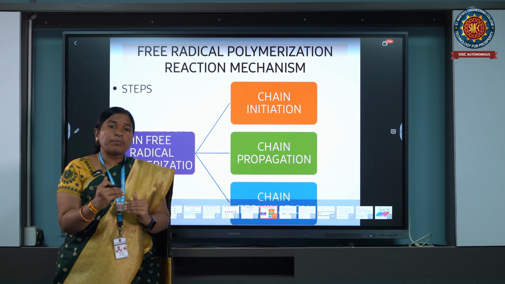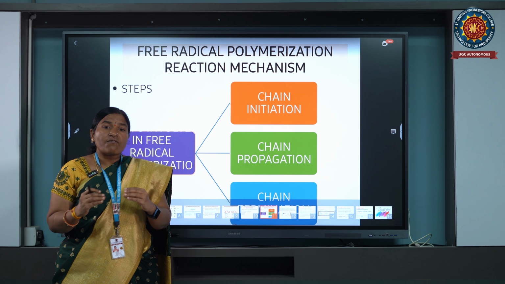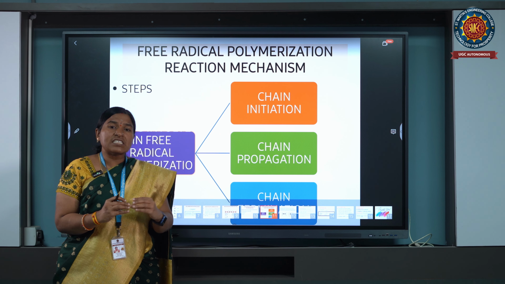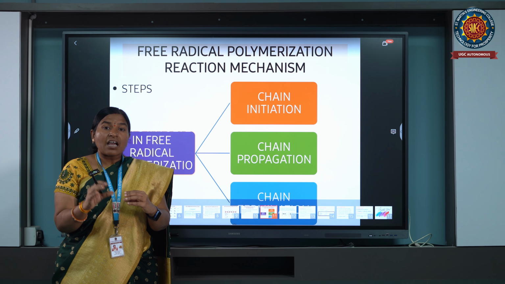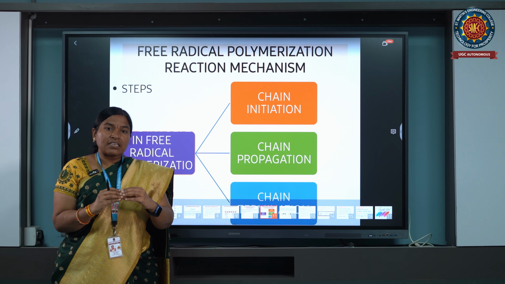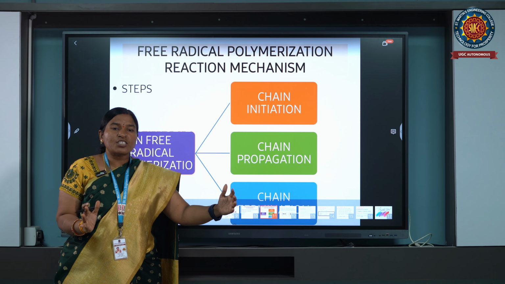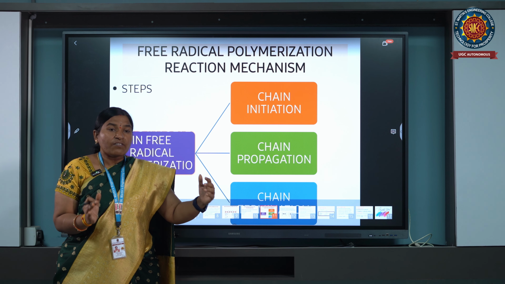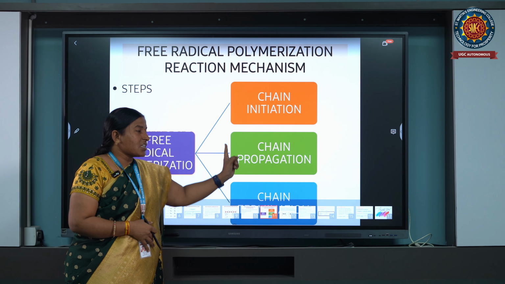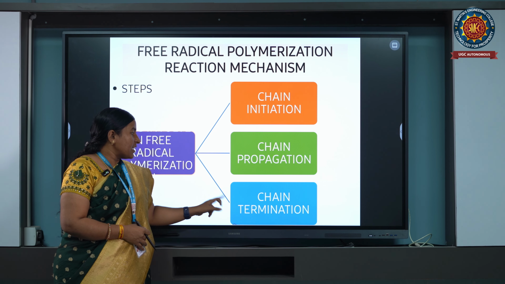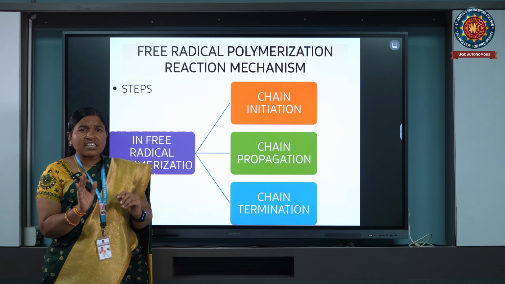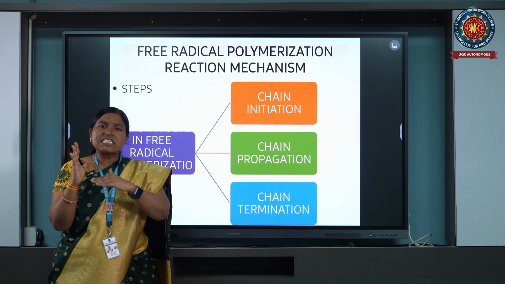The chain propagation step is where, one after another, the monomers combine with the free radicals or ions, and they form a large molecule. That step is called the chain propagation step. Then the third one is the chain termination step. Termination means the end of that.